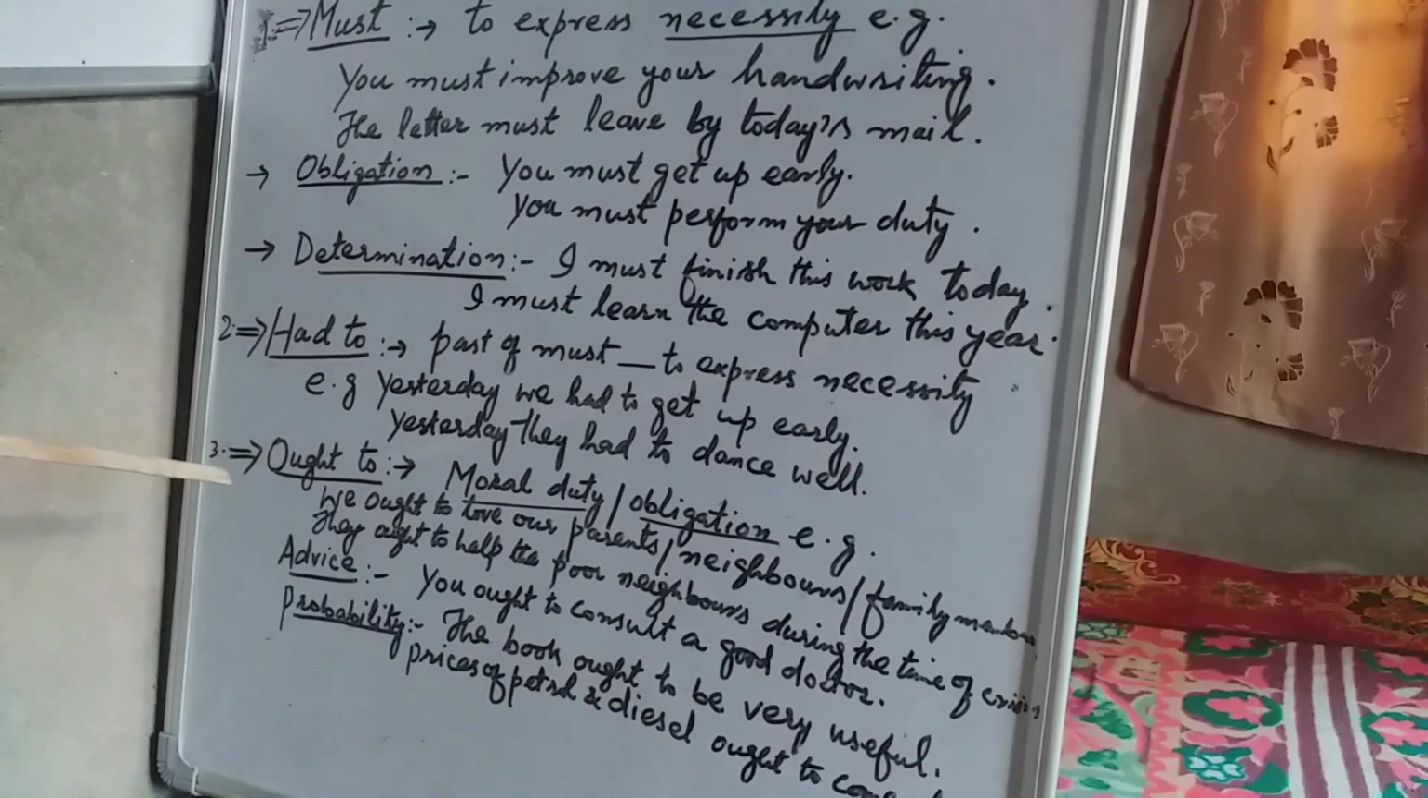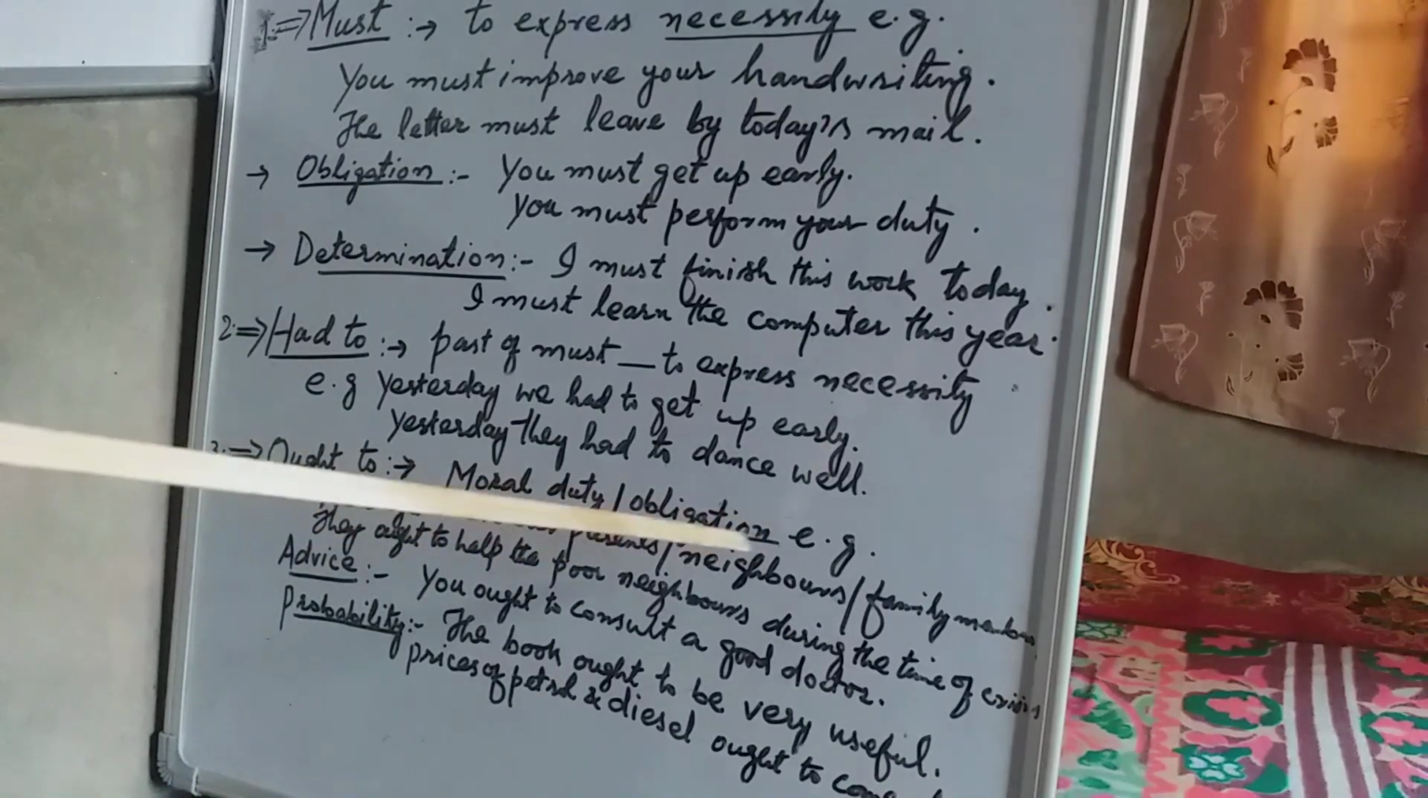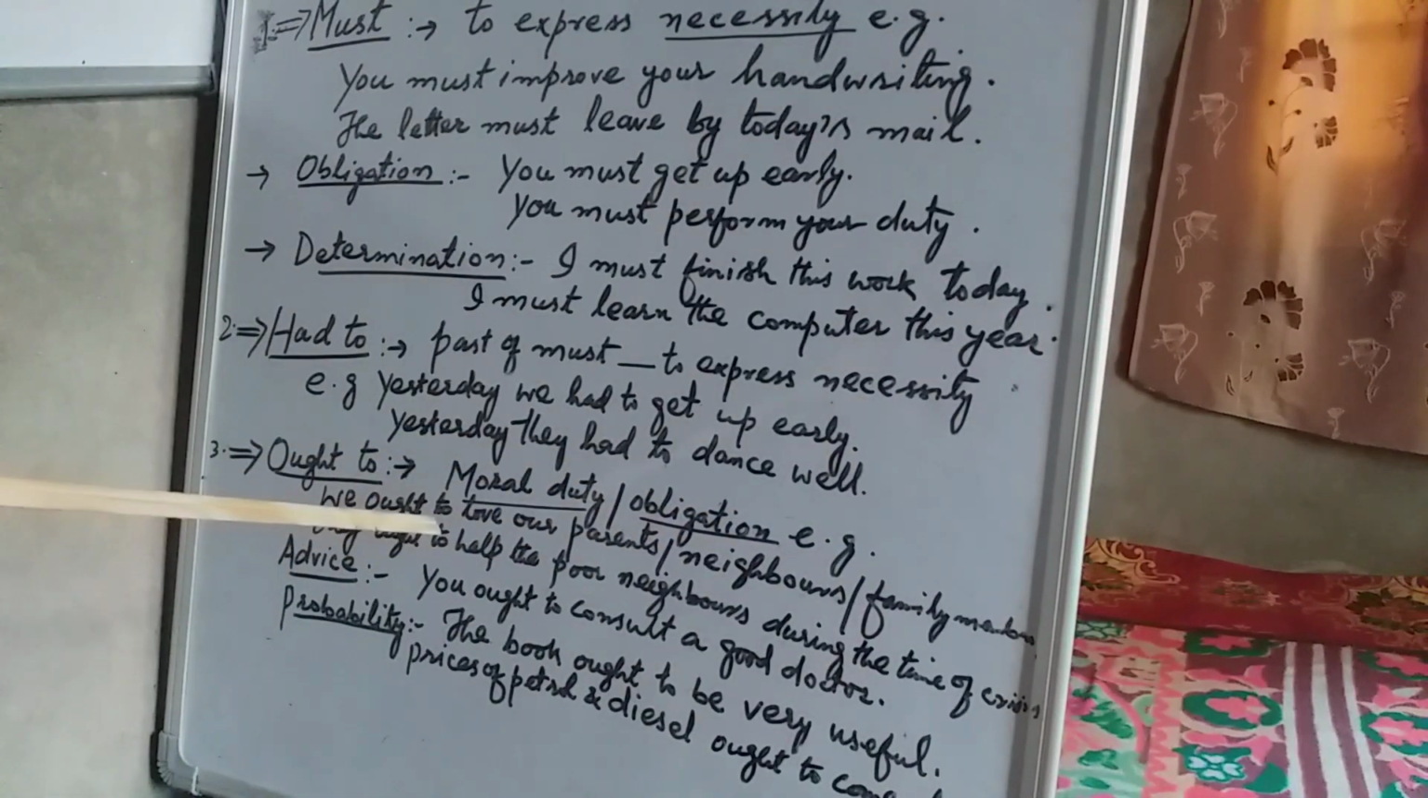After that, we will move towards "ought to". This ought to modal is used to express moral duty or obligation. For example, we ought to love our parents. You can also add we ought to love our neighbors, we ought to love our family members. Different sentences for your understanding.